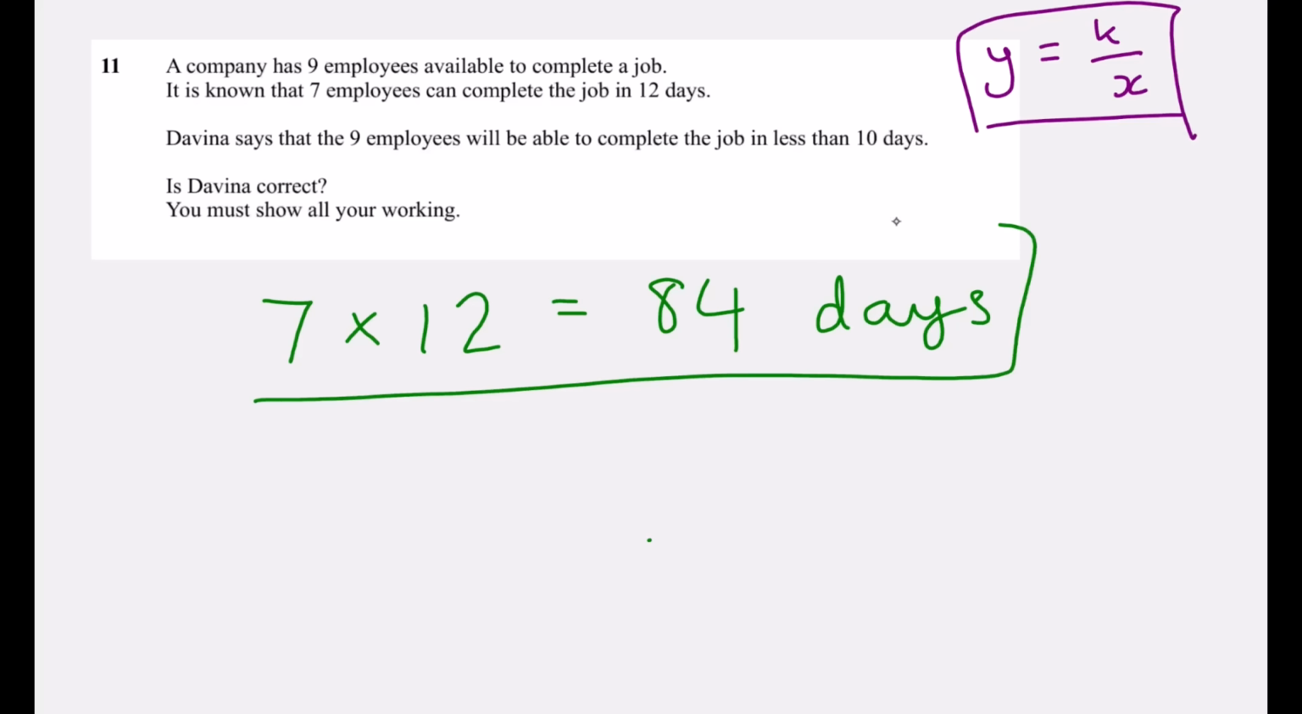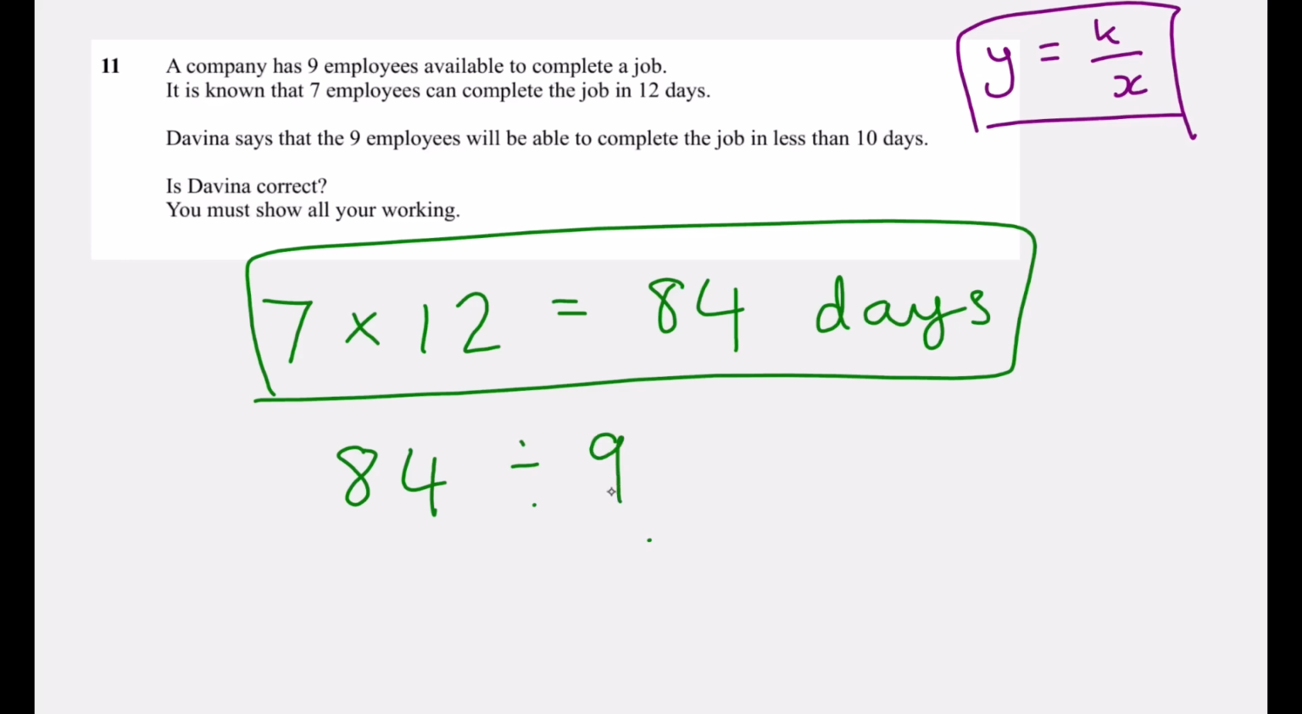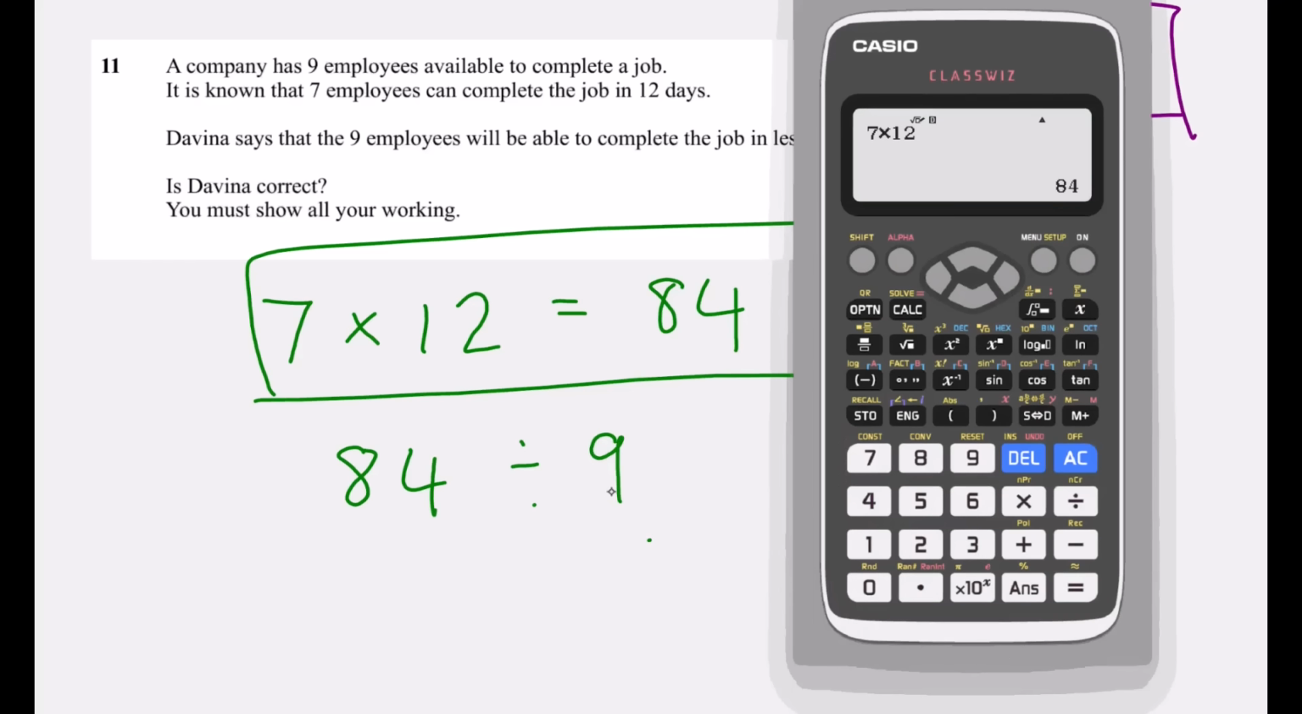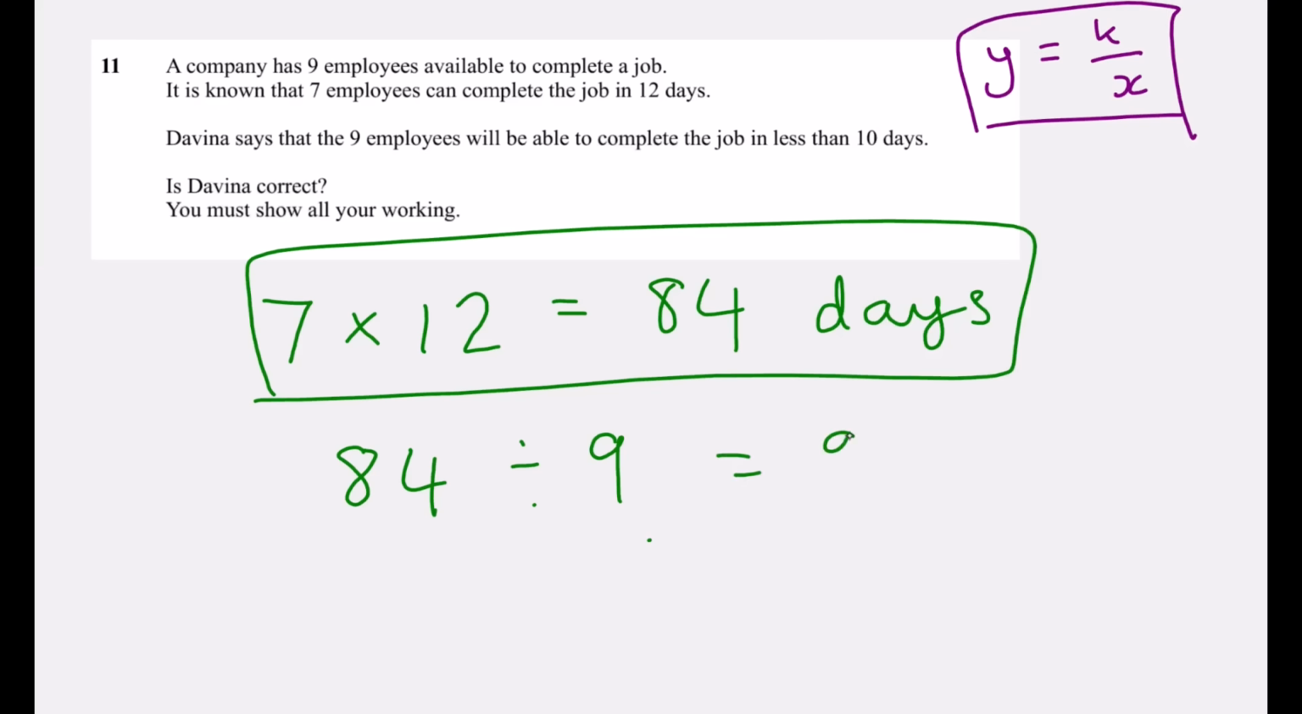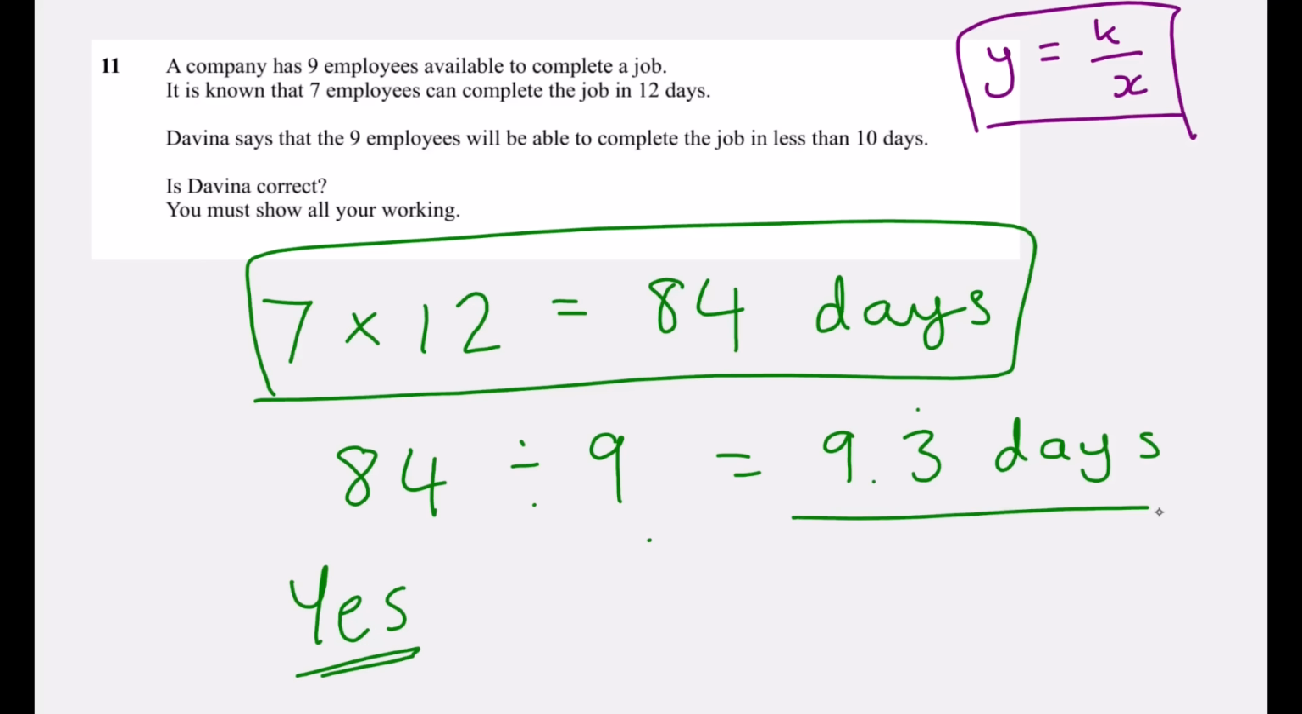So there's 84 days of work to be done. We have 9 employees. So let's share out that work between the 9 employees, and it will take 9.3 recurring days, 9 1/3 days. So is it less than 10 days? Yes. It will take 9 1/3 days.